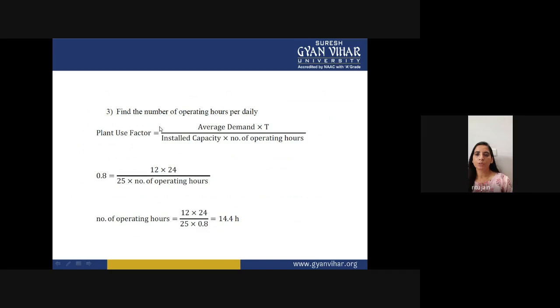The third part of this question is you have to find the number of operating hours daily. Plant use factor is equal to average demand into time divided by installed capacity into number of operating hours. So from this formula, you can easily calculate the number of operating hours. 0.8 is equal to 12 into 24 divided by 25 into number of operating hours, and number of operating hours is equal to 12 into 24 divided by 25 into 0.8. This is equal to 14.4 hours.